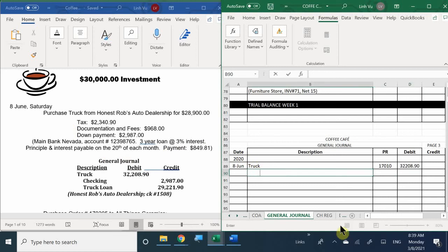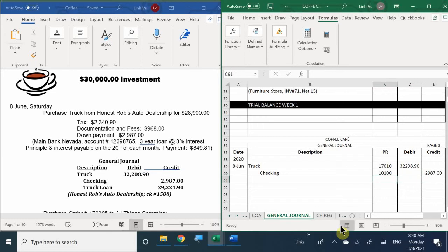What else did we do? Yes, we wrote a check, right? Because we made a down payment. And then of course checking is $2,987, and the account number is 10100.